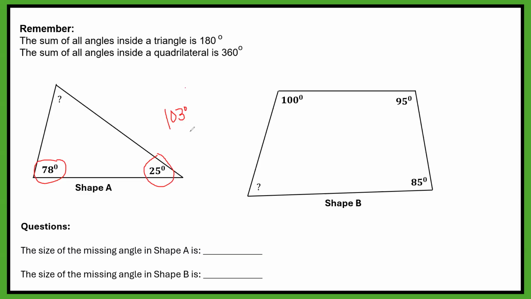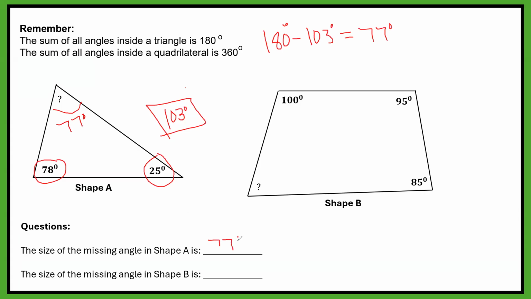Now we know that all angles in a triangle must add up to 180 degrees. So we need to take this number, 103, away from 180. So the question becomes 180 degrees, subtract 103 degrees. Remember that little degree symbol? It's a tiny little circle, okay? What answer do we get? We're going to get 77 degrees. So there's our first answer, 77 degrees.